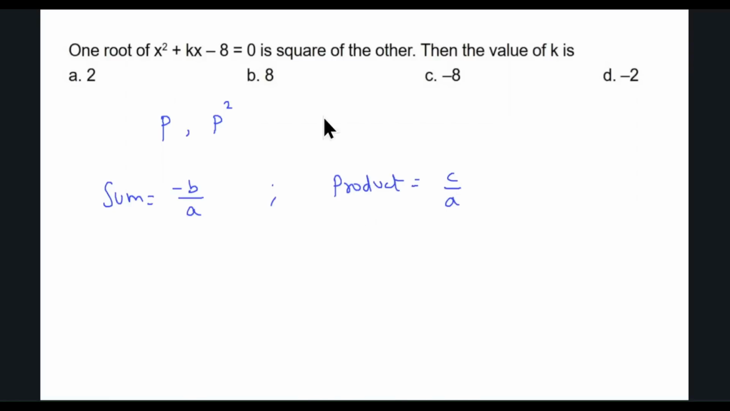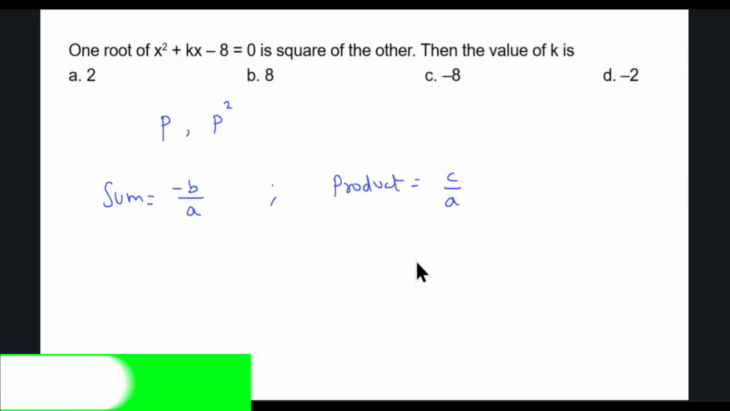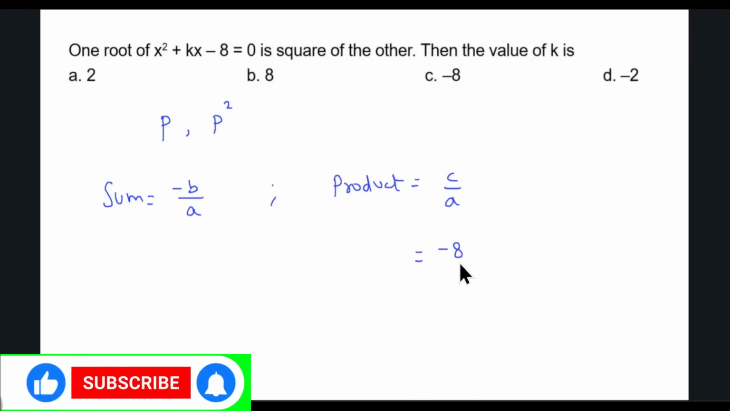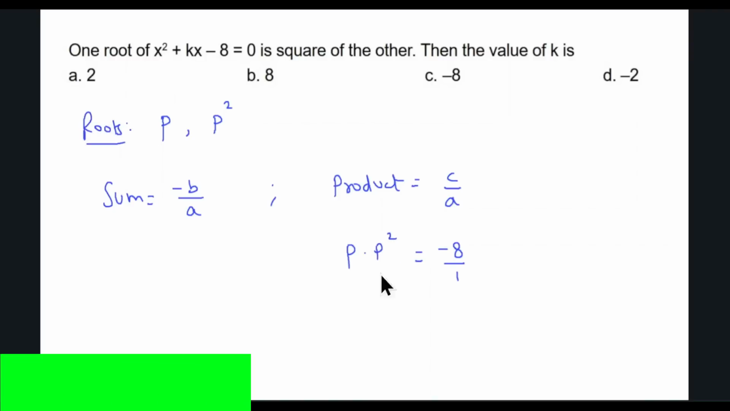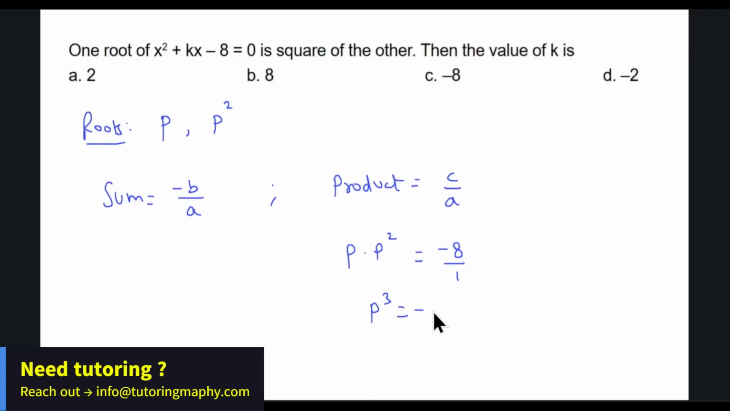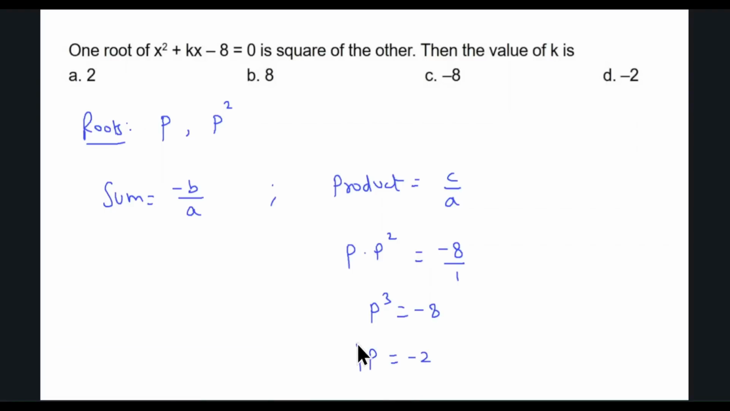Product is easy to find because I know the value of c, right? That's negative 8. And the value of a is just 1. And the product will be p times p square, because these are both the roots, correct? So p cube will be equal to negative 8. If we take the cube root of negative 8, we are going to end up with p as negative 2.